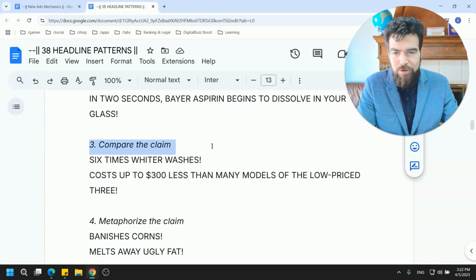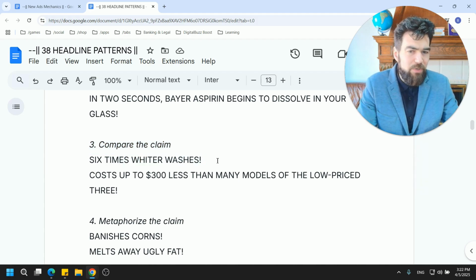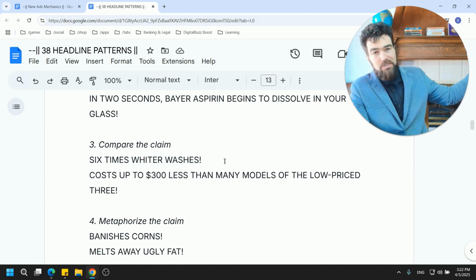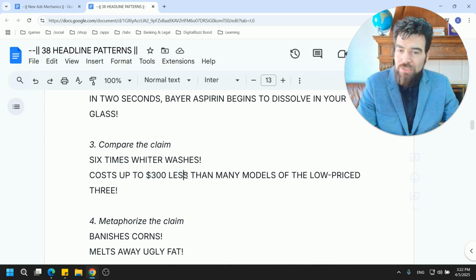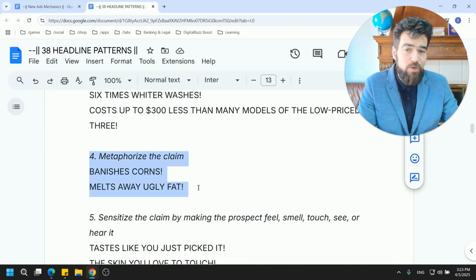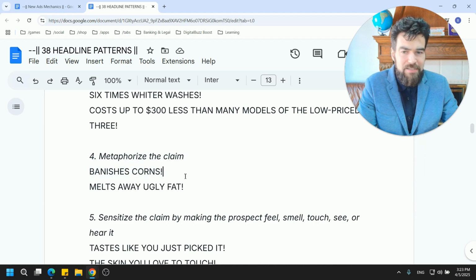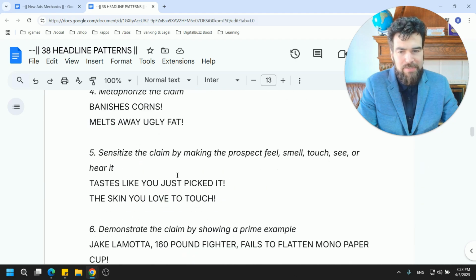Now, next verbalization, next headline pattern, comparing the claim: 6 times wider washes. So not just wider washes, but 6 times wider than the competition. Costs up to $300 less than many models of the low price tree. So this is just another verbalization. I'm going to analyze these titles a little bit less because I want to show you more patterns. Metaphors are another way you can create great headlines: banishes scorns, melts away ugly fat. Just giving it a metaphor, just some kind of a unique twist.